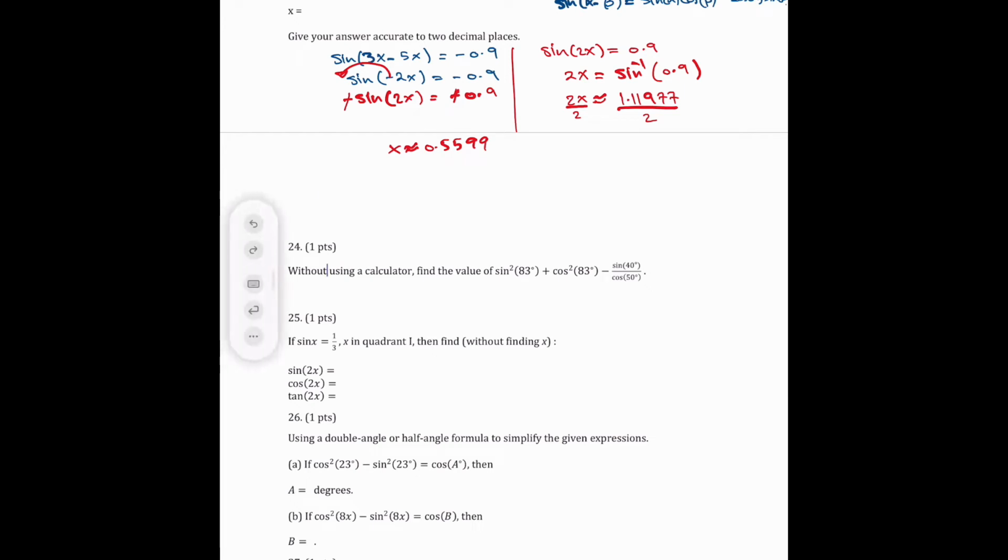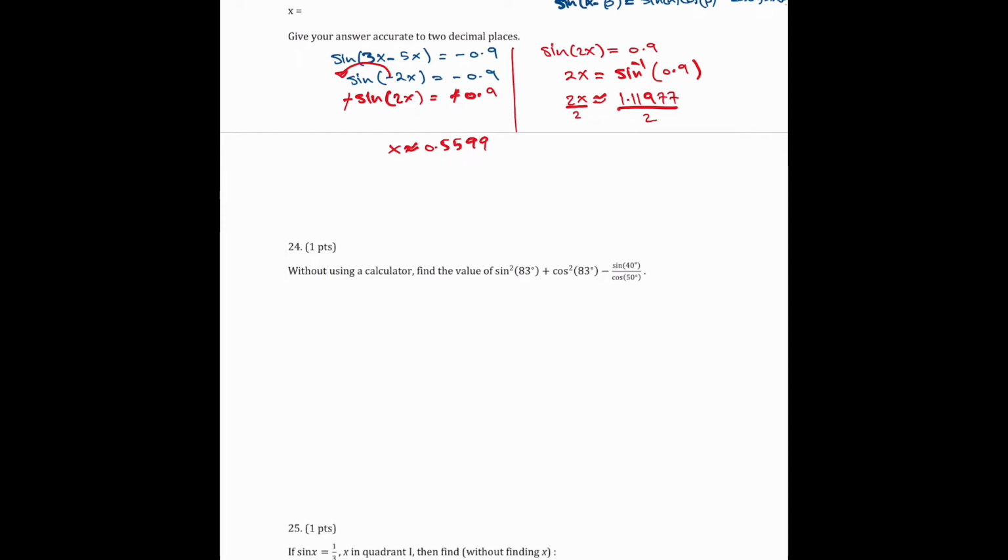Question number 24. We need to find the value of the expression without using a calculator. So we can divide this expression into two parts, the first part and the second part. The first part, sine squared 83 plus cosine squared 83, is equal to 1, because that is the Pythagorean identity, minus the second part, which is the tricky part here.